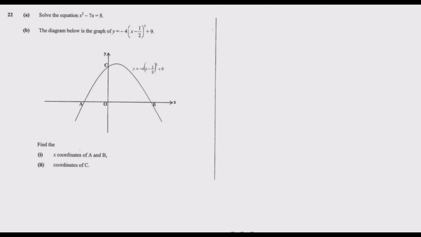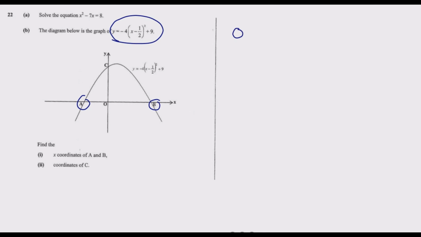Part B reads: the diagram below is a graph of y is equal to negative 4 open bracket x minus half close bracket to the power 2 plus 9. Find the x coordinate of A and B. We are only interested in the x coordinate. A is on the x-axis and B is on the x-axis. Along the x-axis, the value of y is 0. So whenever there is y, we put a 0.